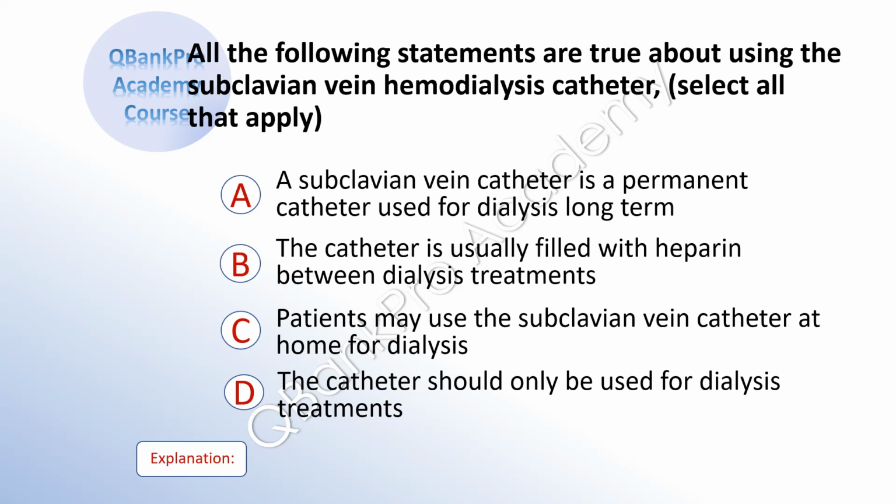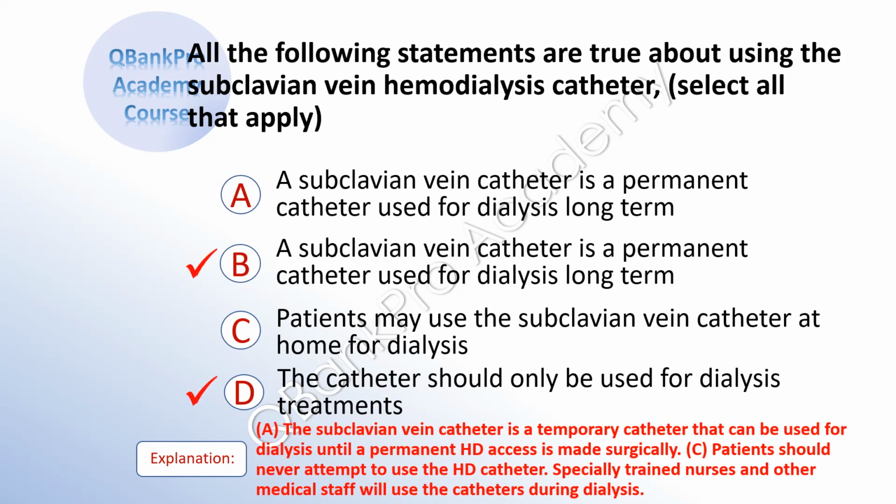All the following statements are true about using the subclavian vein hemodialysis catheter. Select all that apply. A, a subclavian vein catheter is a permanent catheter used for dialysis long-term. B, the catheter is usually filled with heparin between dialysis treatments. C, patients may use a subclavian vein catheter at home for dialysis. D, the catheter should only be used for dialysis treatments.